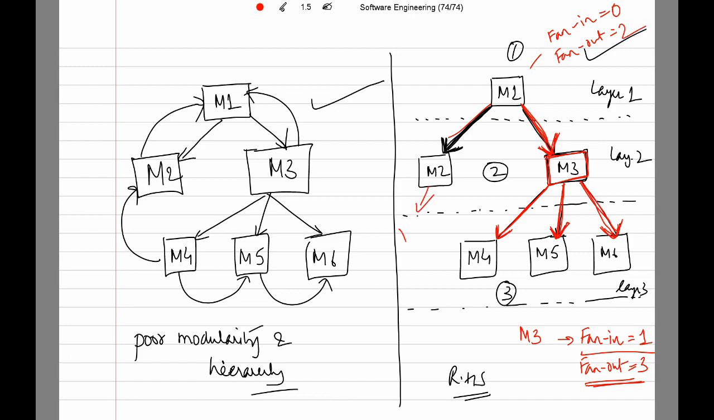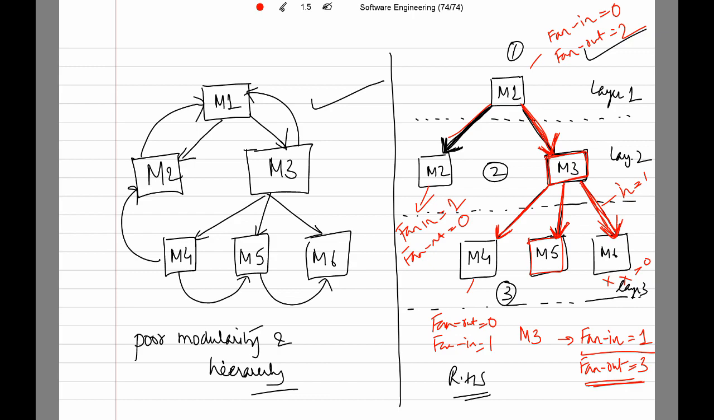For M2 the fan in value is equal to 1 but the fan out value is equal to 0. For M4, fan out 0, fan in 1. Similarly for M5 you have fan in of 1 and fan out of 0. Similarly for M6 you have fan in of 1 and there is no fan out, so the fan out value is 0. Okay, now what is the significance of fan in and fan out? So when you have low fan out, that means it's a measure of the number of modules directly controlled by a given module.